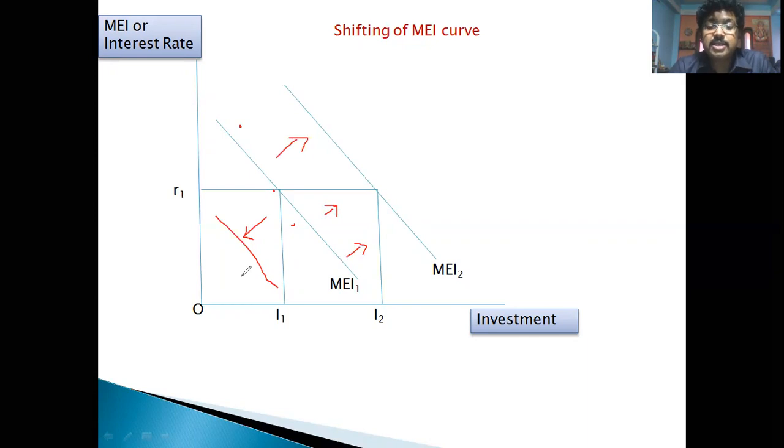If there is an increase in the total purchasing power of an economy, that is, an increase in the induced investment, then also there is a shifting of the MEI upwards. And if there is a decrease in total purchasing power or in induced investment, then also the MEI will shift toward the origin.